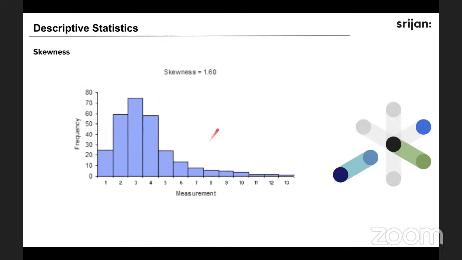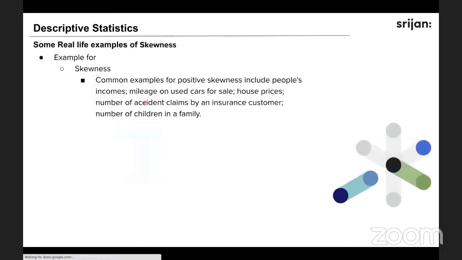Now if you do some analysis on a data set and get some skewness value, you can easily say, I am getting this much positive value, and it means this should be the distribution my data set looks like. Some real life examples of skewness could be people's income, the number of children in a family, and maybe the number of accident claims by an insurance customer, and these kinds of things.